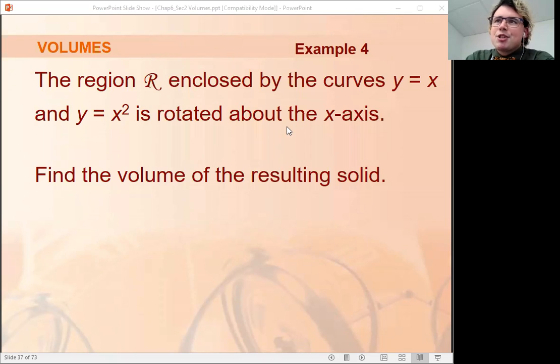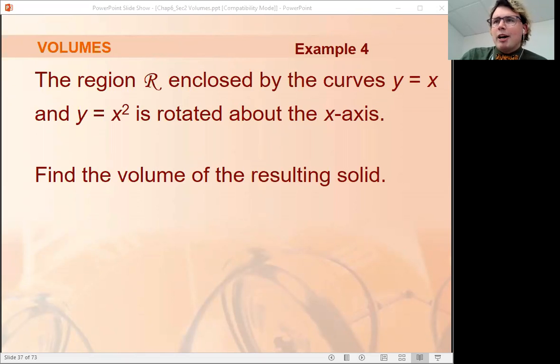So right now this is just describing something in the two-dimensional plane. And we're going to rotate this shape around the x-axis. We want to find the volume of this solid. So, well, first of all, what does that even look like?